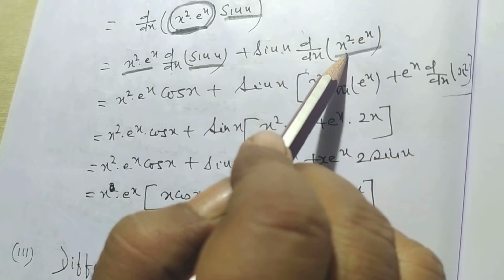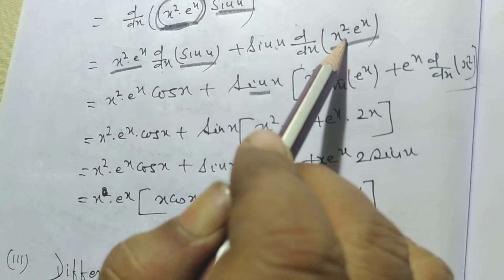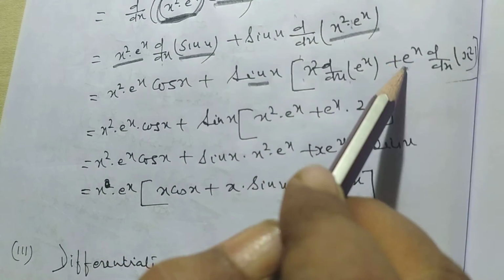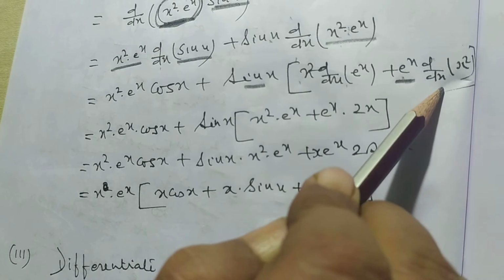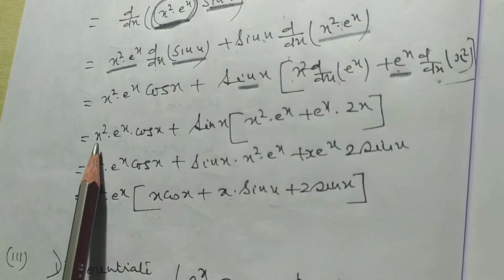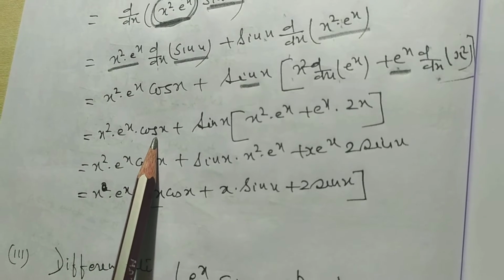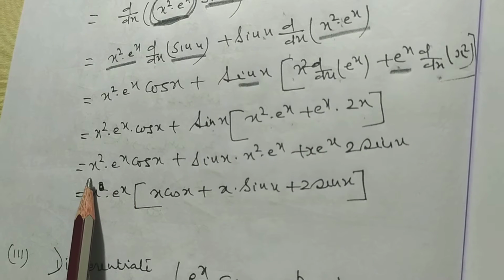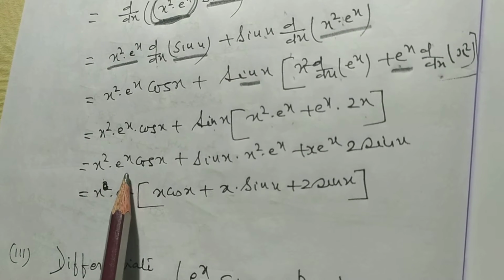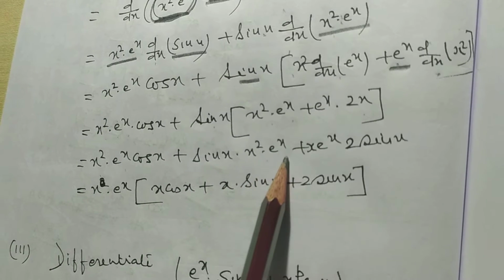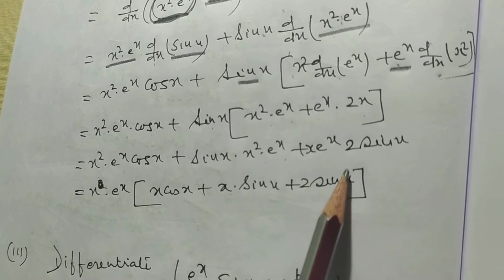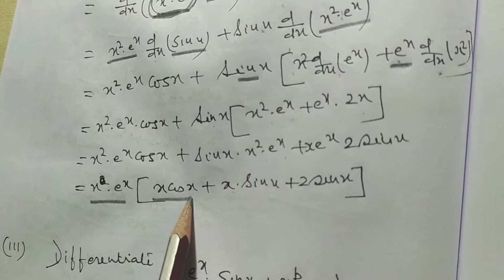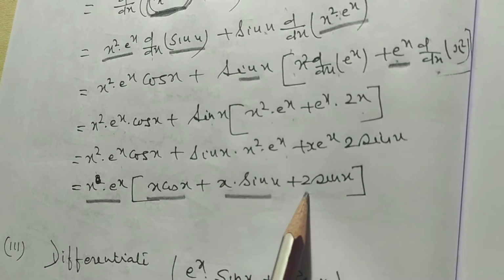Now again you apply the product rule. This is sin x. The first function is x², leave it, d/dx of e^x. Now the second function is e^x, you leave e^x, d/dx of x². So my dear students, it is x² e^x into cos x plus sin x, x² e^x into 2x. So after solving we have x² e^x cos x plus sin x, x² e^x plus x e^x into 2 sin x. So taking common x e^x, we have x cos x plus x sin x plus 2 sin x.